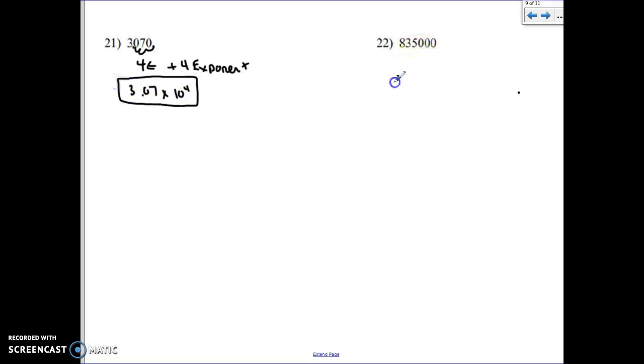And we're looking at this one. I'm going to write it because it's kind of big. So I've got 835,000. I have a decimal after the last 0. I'm going to move it 1, 2, 3, 4, 5. So I have 8.35. I moved it to the left 5, which means I have a positive 5 exponent, times 10 to the 5th power.